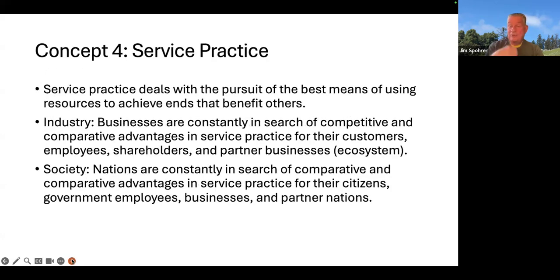So if we go to concept number 4, this is service practice. And service practice deals with the pursuit of the best means of using resources to achieve ends that benefit others. And in industry, businesses are constantly in search of competitive and comparative advantage in service practice for their customers, employees, shareholders, and partners, their ecosystem. And in society, nations are constantly in search of competitive and comparative advantages in service practice for their citizens, government employees, businesses, and partner nations.